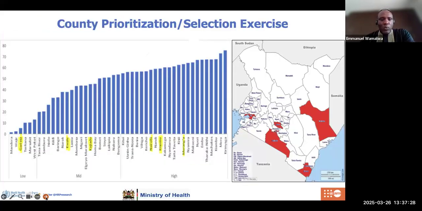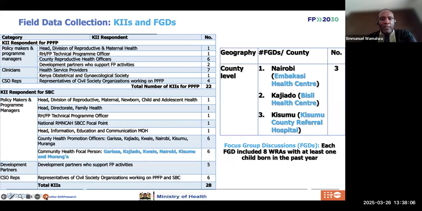The other thing was the key informant interviews and the focus group discussions. Since the focus was on getting both national level as well as sub-national level respondents, we did sample 6 counties. What this blue graph shows is the S-curve. Those are the MCPR rates by county, and the yellow are the counties that were visited. So you can see a good distribution based on MCPR. So 6 counties eventually were selected.